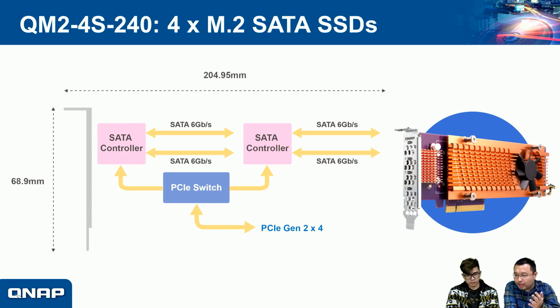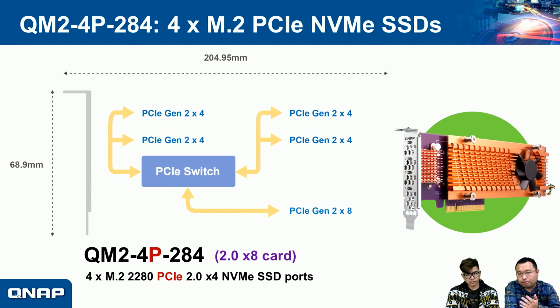The performance will generally be mostly enough, because read and write for M.2 SATA SSDs is typically about 500 megabytes per second. As you can see, you add them together, and you still get under 2,000 megabytes per second. Now look at the PCIe version.